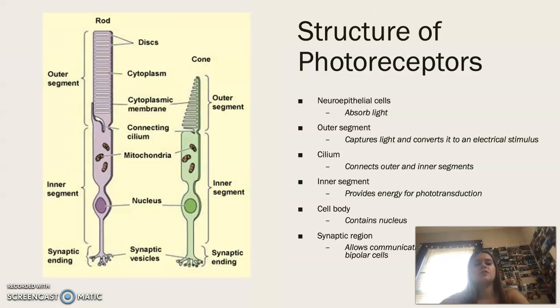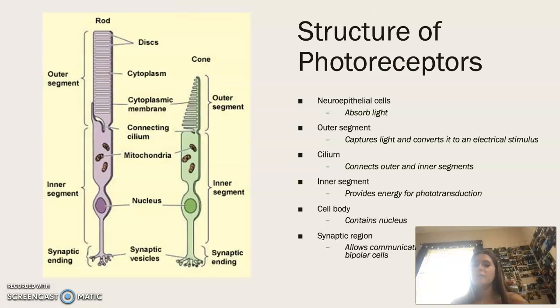Now we want to look at the structure of the photoreceptors, so specifically rods and cones, since those are the main ones that are talked about. The first part of this is the neuroepithelial cells, and what these do is absorb light that comes into the eye, and then it gets transferred to the outer segment, which captures this light from the neuroepithelial cells and converts it into an electrical stimulus for phototransduction used later in the process.